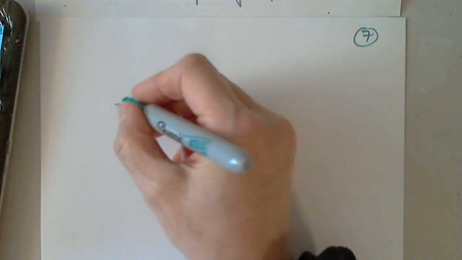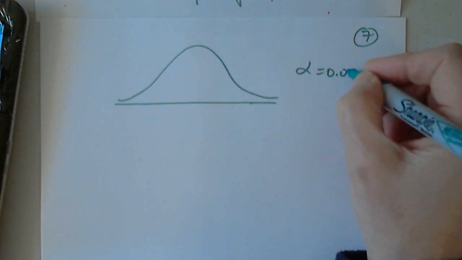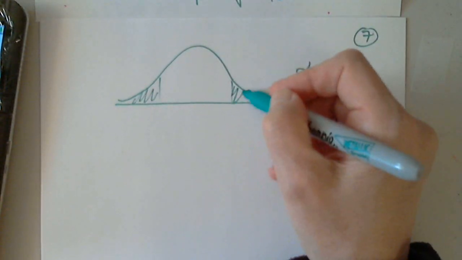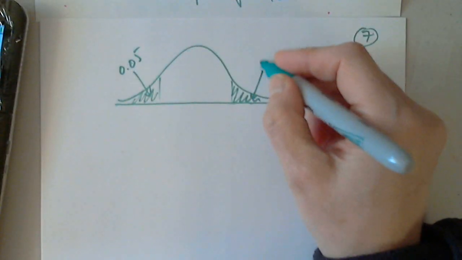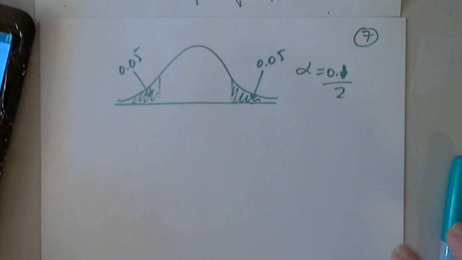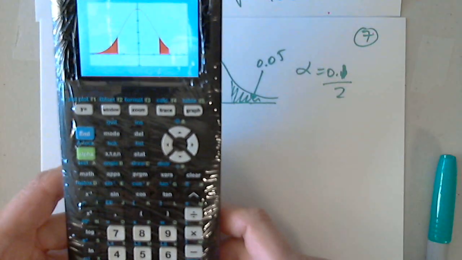So alpha is 0.1. Because it's a two-tailed test, I have to split alpha in 2. So I have 0.05 on this side and 0.05 on this side. Okay, so now let's see what happens. Now I hit draw. Here it is.